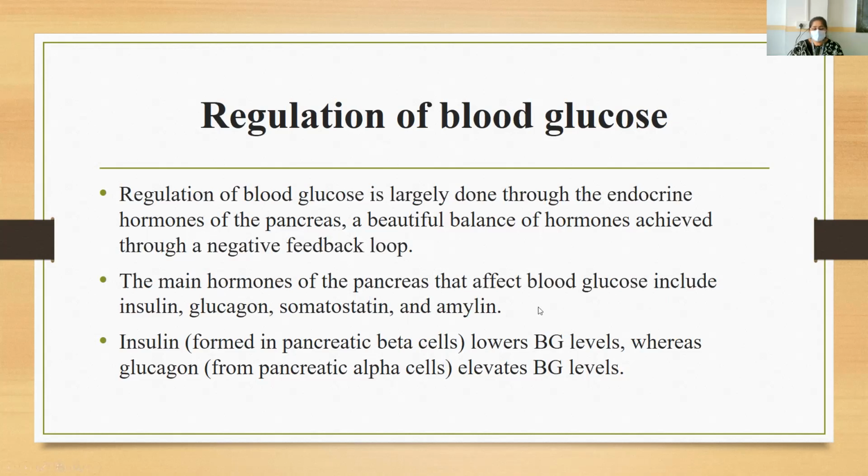The main hormones of the pancreas that affect blood glucose include insulin, which we were already familiar with, but there are other hormones which have a role in the regulation of blood glucose. They are glucagon, somatostatin, and amylin. Insulin is formed from the beta cells of the pancreas and lowers the blood glucose level, while glucagon is released from the alpha cells of the pancreas and elevates the blood glucose level. They have opposite actions. Insulin brings down the glucose level. Glucagon brings up the glucose level.